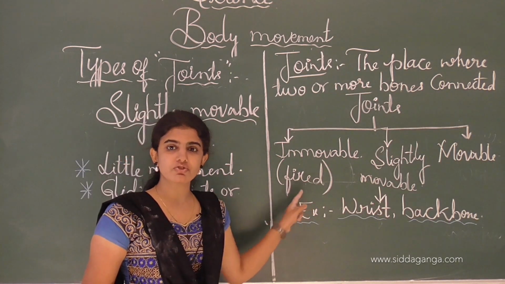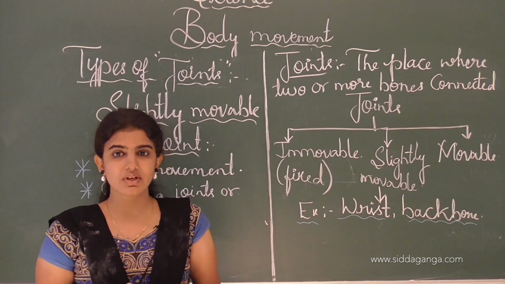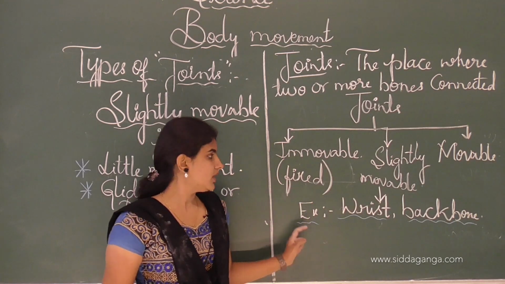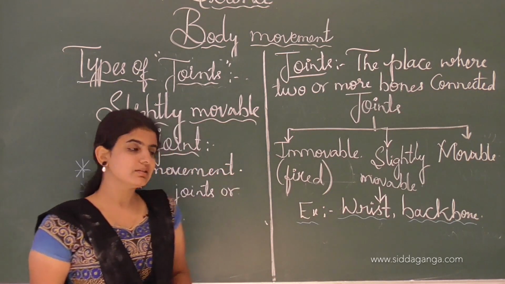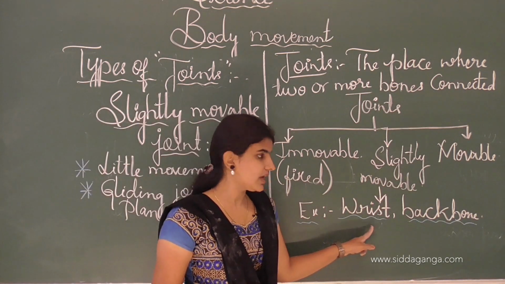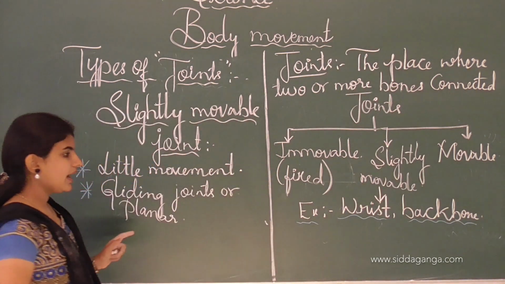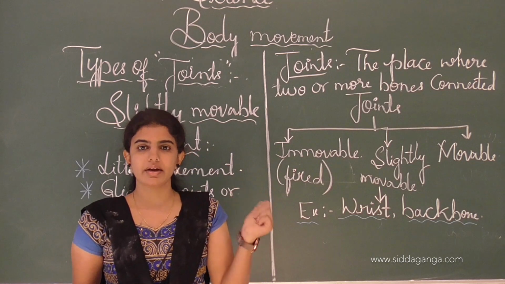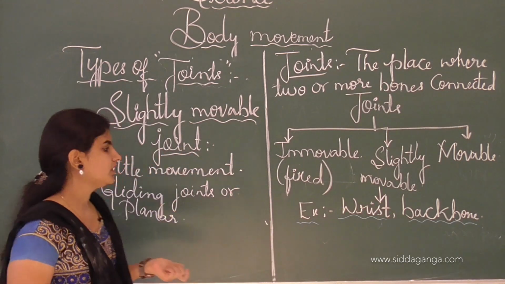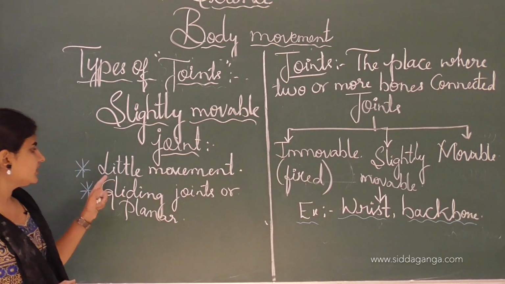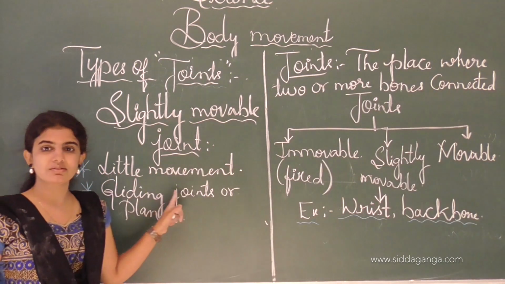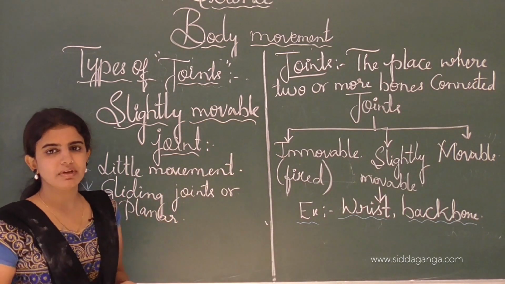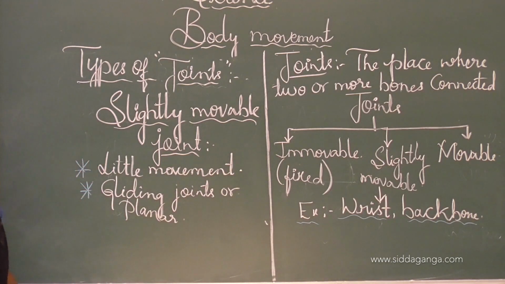Usually such joints are present in the bones of the skull and also the upper jaw, which contain the immovable joints. Next one is the slightly movable joints. Examples are the wrist as well as the backbone. Sometimes we move our backbone slightly. In the wrist also we can move our hand in a rotating manner, or we can bend. Slightly it will move. Here little movement takes place, and it is sometimes called gliding joints or planar joints.